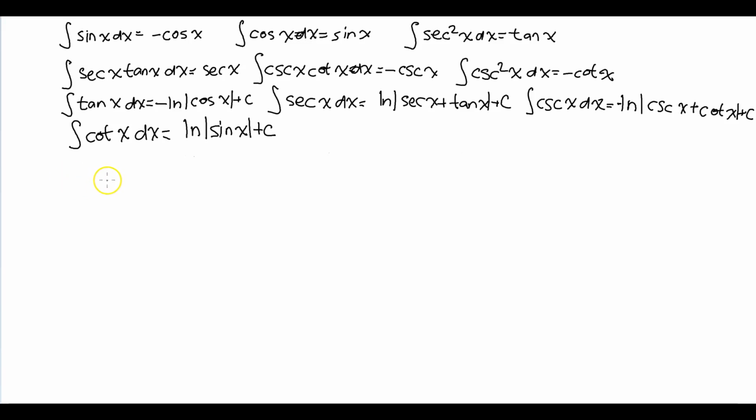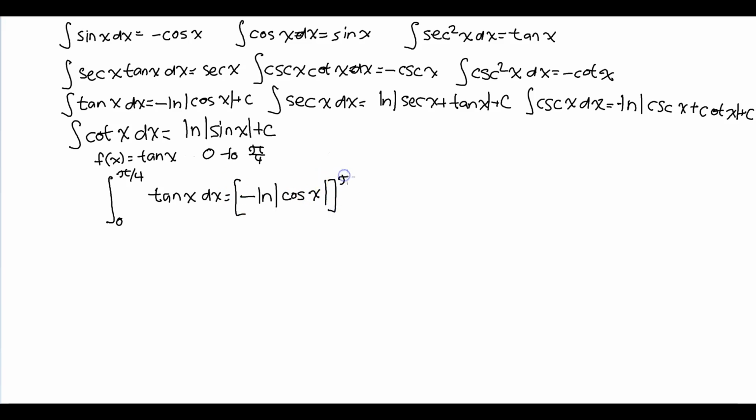Lots of things, such as the area under f of x equals tangent of x from 0 to pi over 4. Not pi over 2, because that's kind of illegal. Okay? And now using our new rule, we can write this as negative ln of cosine of x taken from pi over 4 to 0.